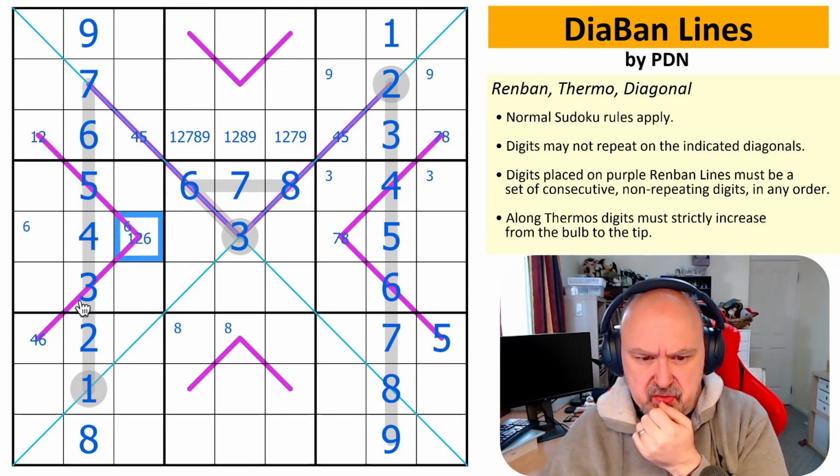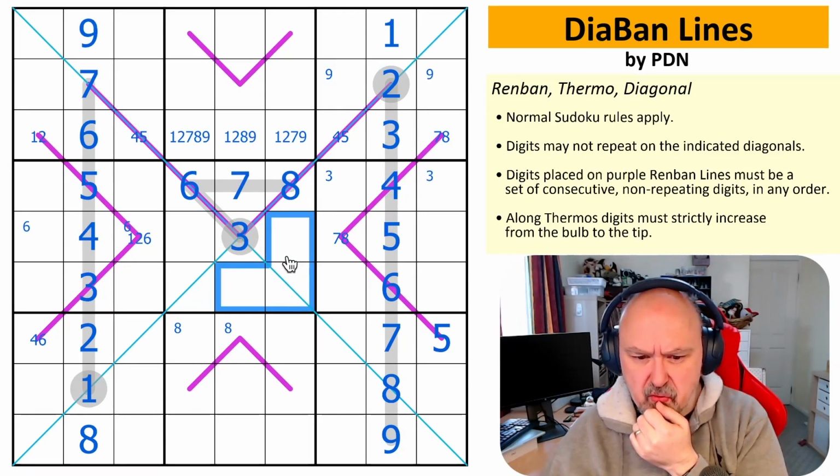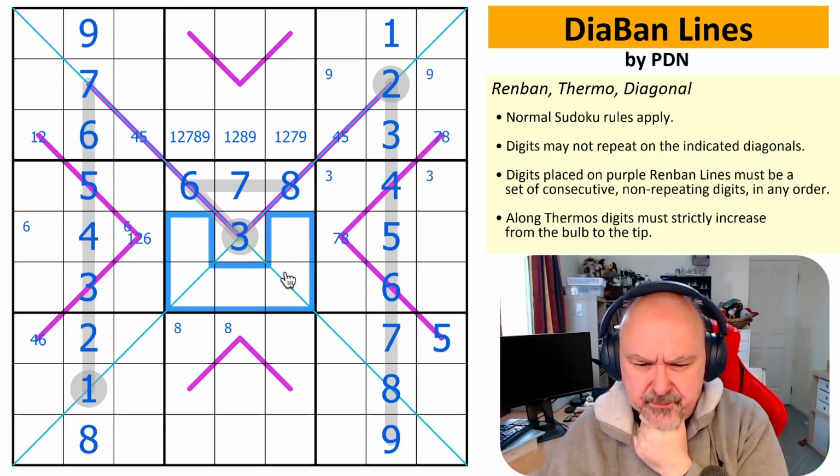One, 2, 3, 4, 5. So in here, I can't put 1 there, but I can put it in those. 2 can't go there, but it can go in those. 4 is down here. 5 is down here. And 9 is anywhere.